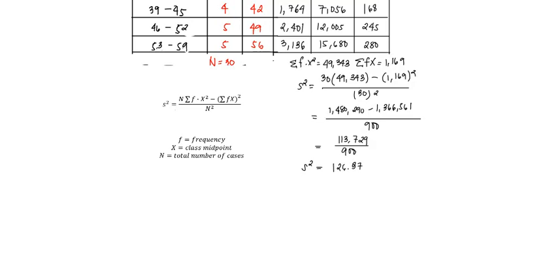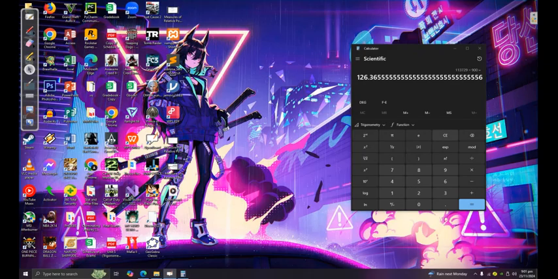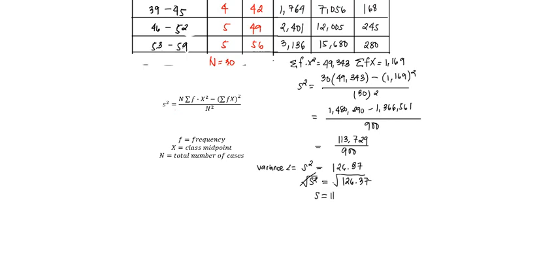And also, if you want to calculate the standard deviation, that is basically taking the square root of the variance calculated. So we are going to take the square root of s squared and the square root of this portion right here, which is 126.37. The square root of 126.37 is 11.24, or approximately 11.24. So basically, this will be your standard deviation.